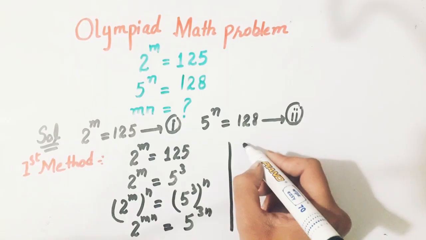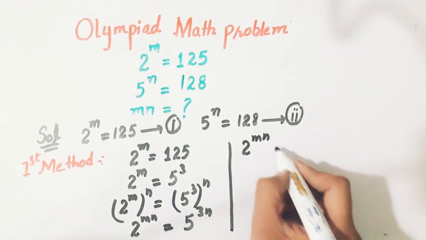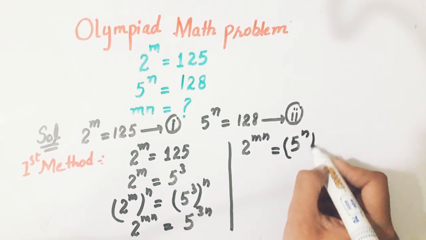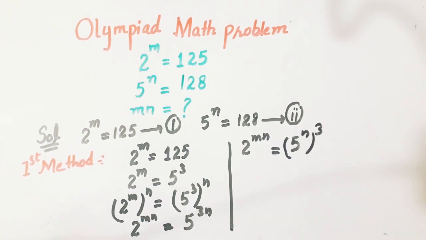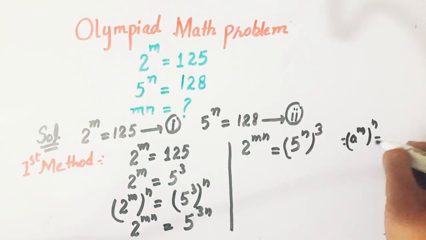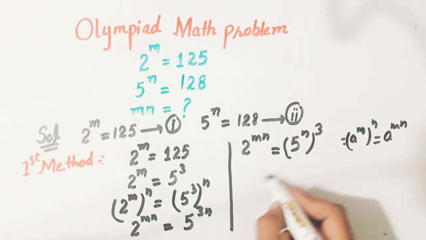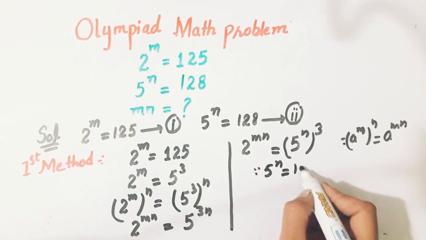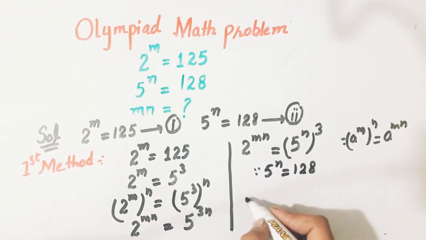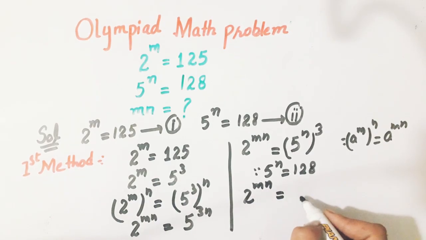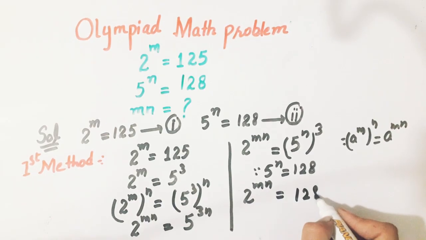Now in the next step, 2 raised to power mn equals 5 raised to power n, whole power 3. This can be written so because we know that a raised to power m into n can be written as a power mn. So 5 raised to power n equals 128. So we will write this here: 2 raised to power mn equals 128 power n.